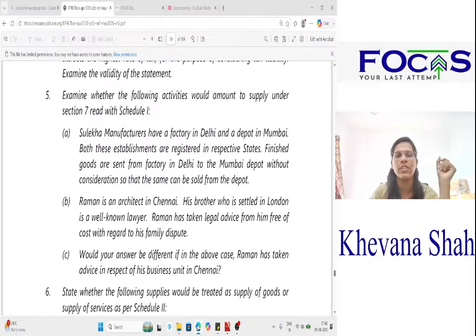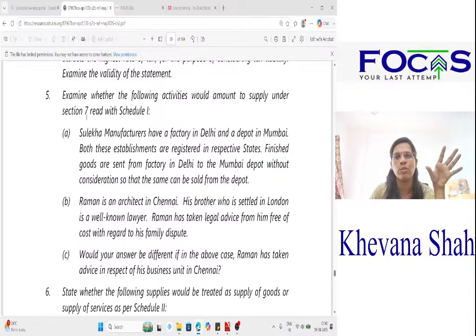Now, question number 5. Examine whether the following activities would amount to supply under section 7 read with schedule 1. First one is Suleka manufacturers have a factory in Delhi and a depot in Mumbai. Both these establishments are registered in respective states. Finished goods are sent from factory in Delhi to the Mumbai depot without consideration so that the same can be sold from the depot.